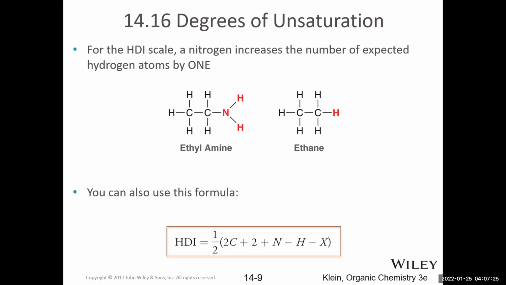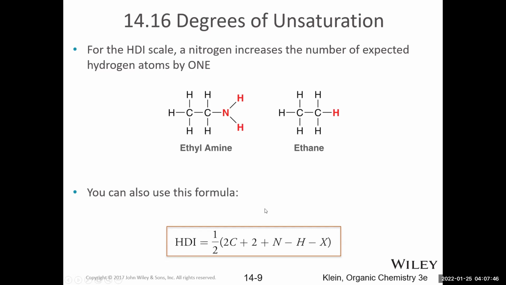What about a nitrogen atom? Well, a nitrogen atom increases the number of expected hydrogen atoms by 1. And that's because a nitrogen atom typically will make 3 bonds with 1 lone pair. And so when you insert it, we've expanded the number of expected hydrogen atoms by 1 compared to an alkane.